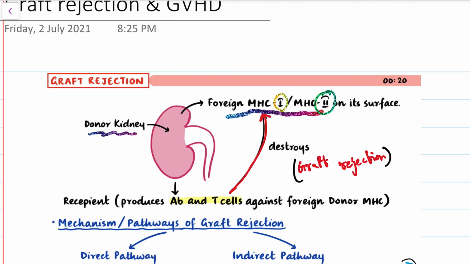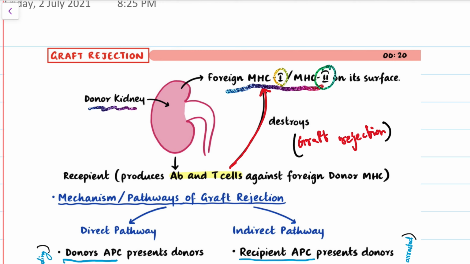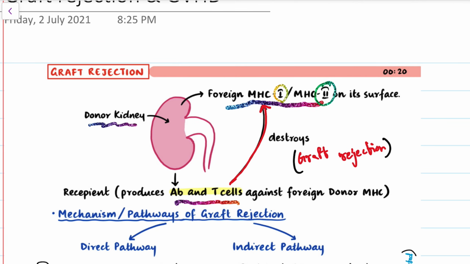So when this comes in, the recipient actually produces antibodies and T cells against that foreign MHC, and these antibodies and T cells go and destroy this foreign MHC-bearing organ. So this is known as graft rejection. That is why there is a lot of compatibility checking before an organ is donated or transplanted. Okay. So this graft rejection happens by two pathways. One is the direct pathway, another one is the indirect pathway.